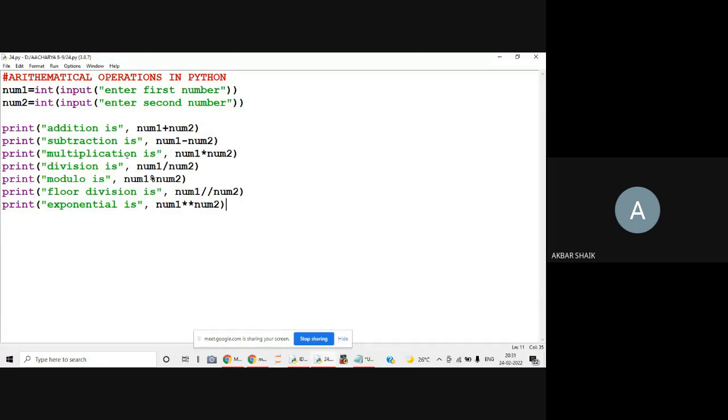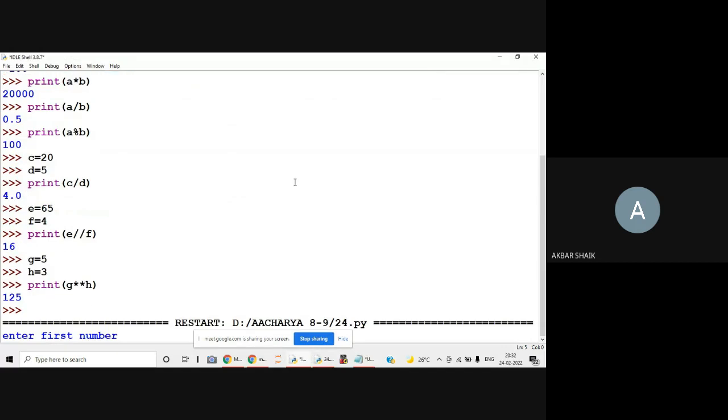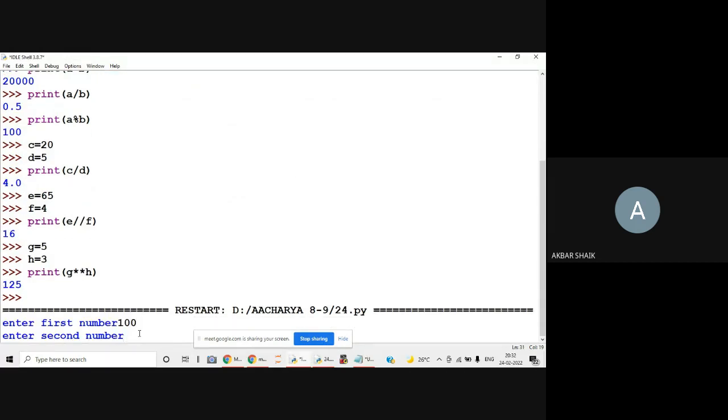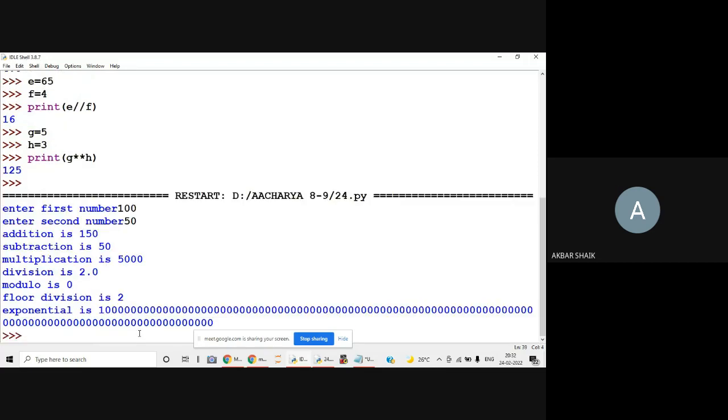Okay, now I'll run this program. Enter first number. I am giving first number as 100, second number as 50. If you observe here, addition is 150, that is 100 plus 50. Subtraction is 100 minus 50, that is 50. Multiplication is 100 into 50, that is 5000. Division is, as I said, division always gives you float, that is 100 by 50, that is 2.0.